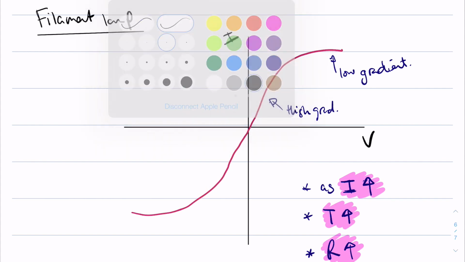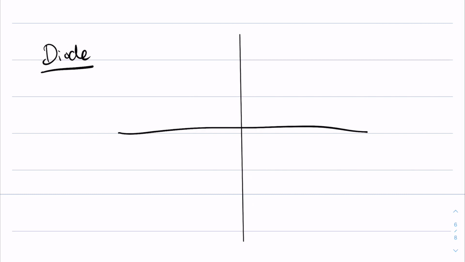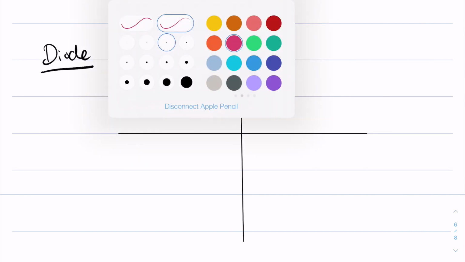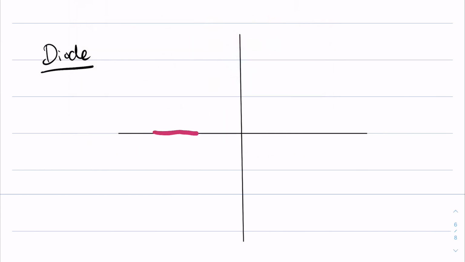Good. Okay, last one is the diode. The diode has an activation voltage, and diodes only let current flow one way. So the graph will look like, let's make it a bit thicker so it's easy to see, along here and then up.